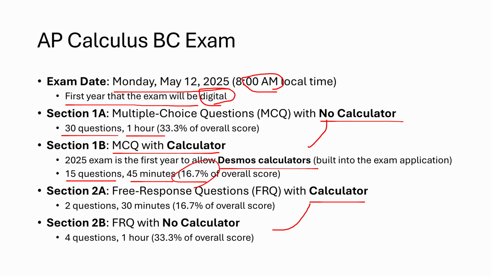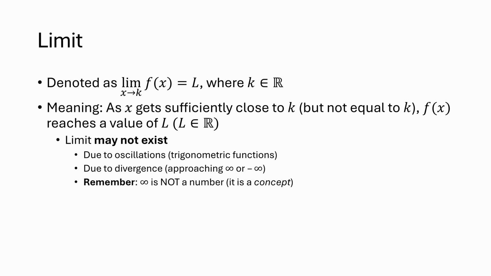So unlike MCQ, the calculator section comes first. And there are 2 questions and 30 minutes, which comprises, again, 1/6 of the overall score. So with calculator, it comprises 1/3 of the overall score. And for section 2B, there's an FRQ without any calculator. And there are 4 questions in 1 hour, which comprises 33.3%, or 1/3. So no calculator comprises 2/3 of the overall score, and calculator sections comprise 33.3%, or 1/3, of the overall score. Now let's get right into the content.